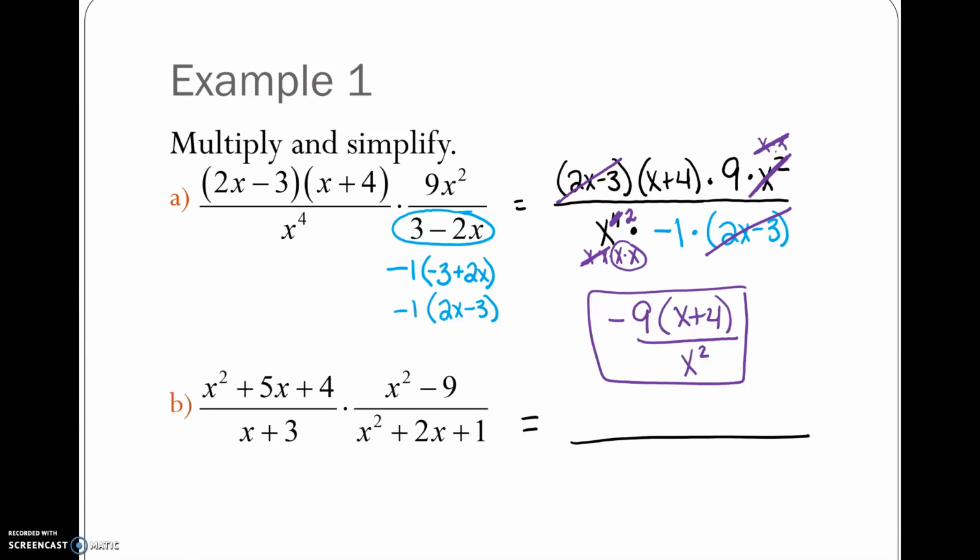We are going to start by factoring the first numerator, x squared plus 5x plus 4. We are looking for 2 numbers that multiply to give us 4 and add up to 5. What numbers do you think would do that? You're right. It's 1 and 4. So that first numerator factors into x plus 1, x plus 4.